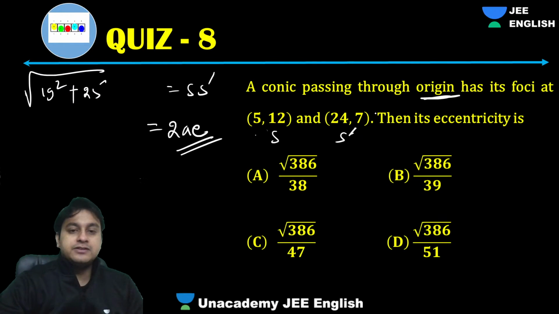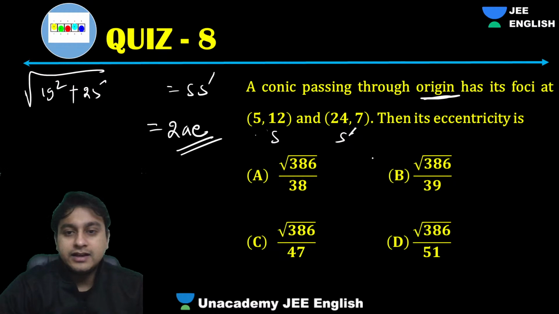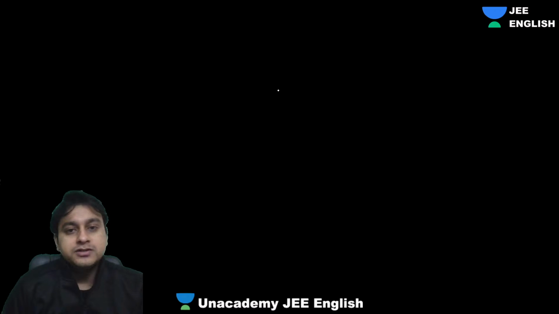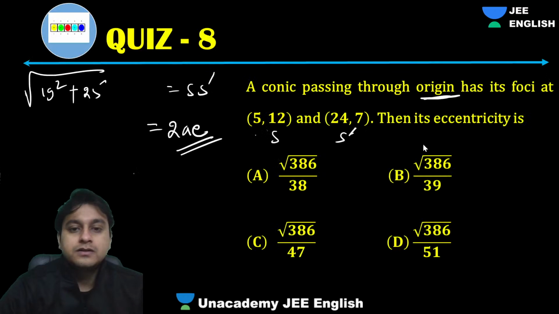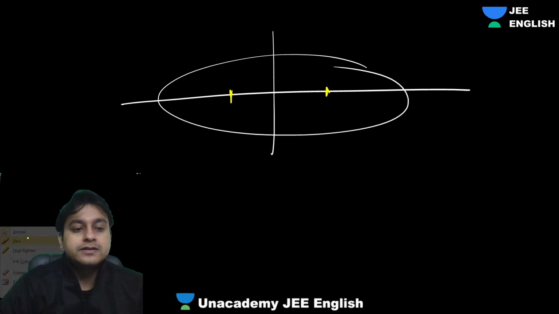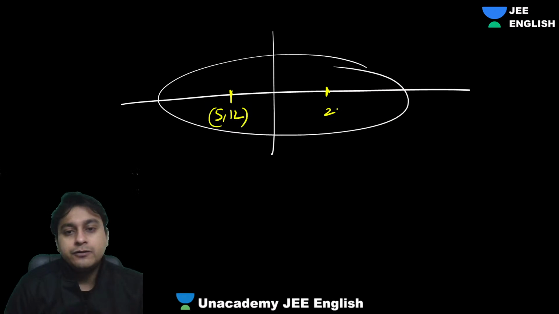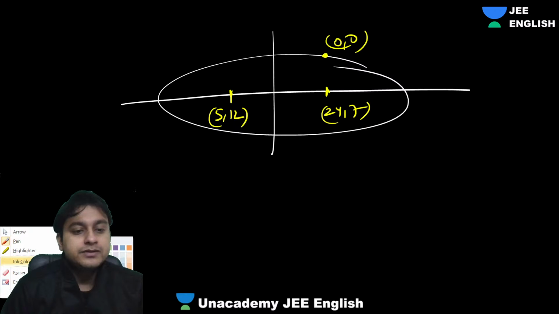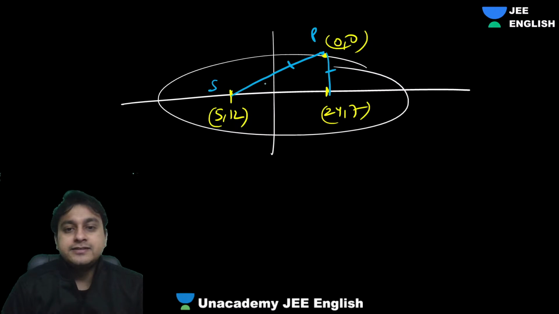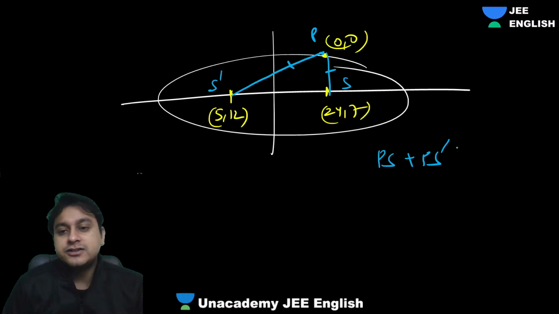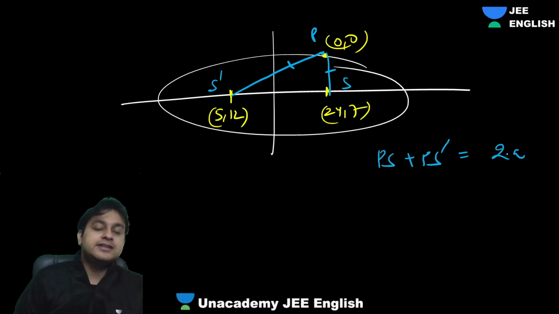Moreover, guys, one more thing which we have is that we can get the 2A also. How? Because we know that these are the two foci and the origin is on the ellipse. So we have the origin with us. Now this distance is what, guys? This is any point P, with S dash and S. So we all know that PS plus PS dash is 2A. So from there we can get the 2A. That's how we'll do it.